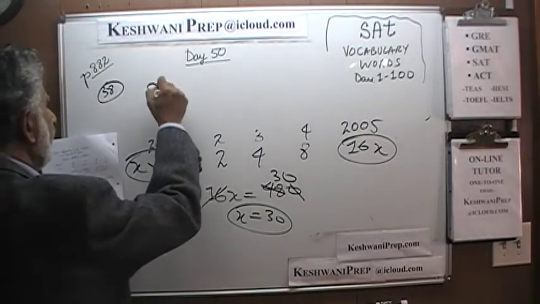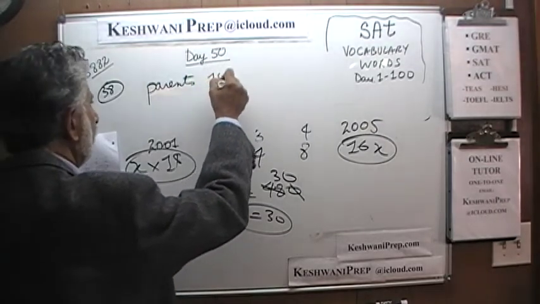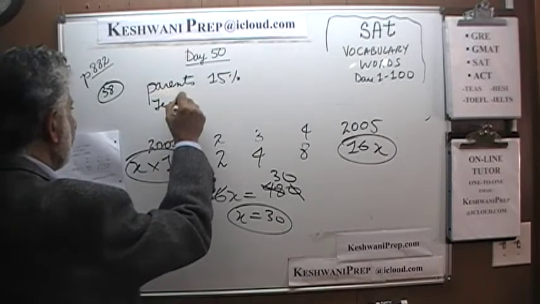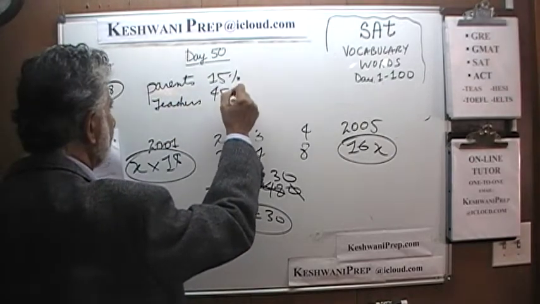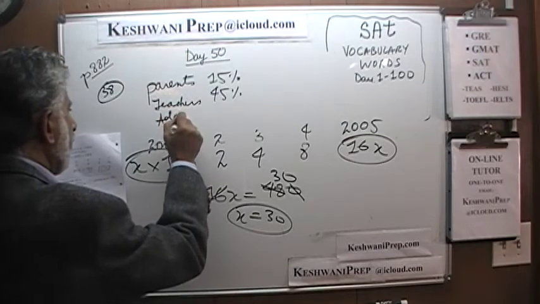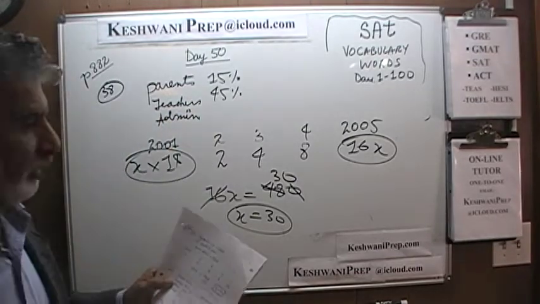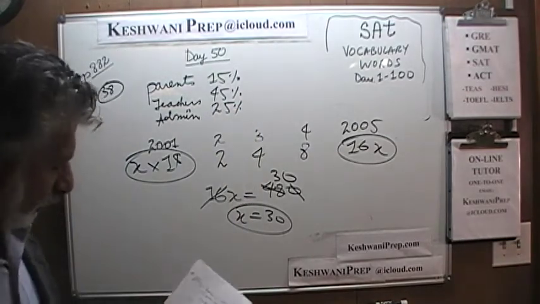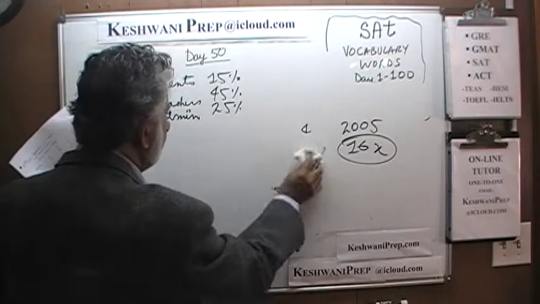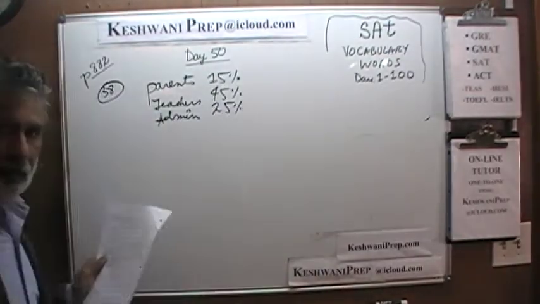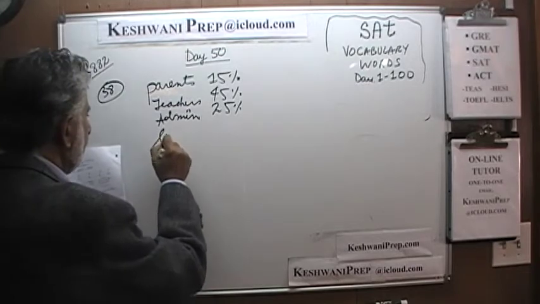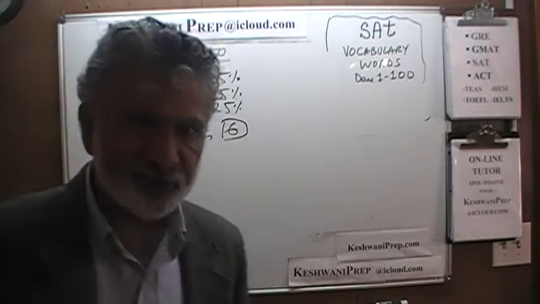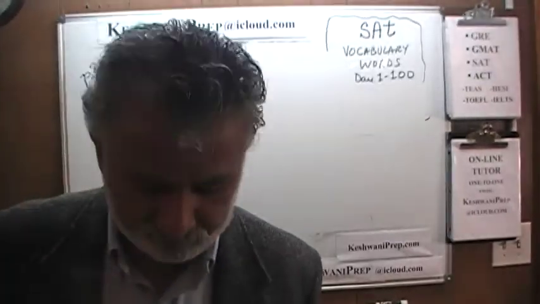Last one says that we have parents who make up 15% of the committee. We have teachers that make up 45% of the committee. We have administrators. 1/4 of the committee is made up of administrators. And finally, we are told that we have students on the committee. But pay attention, this is not 6%, this is the absolute number, 6 people, six individuals.